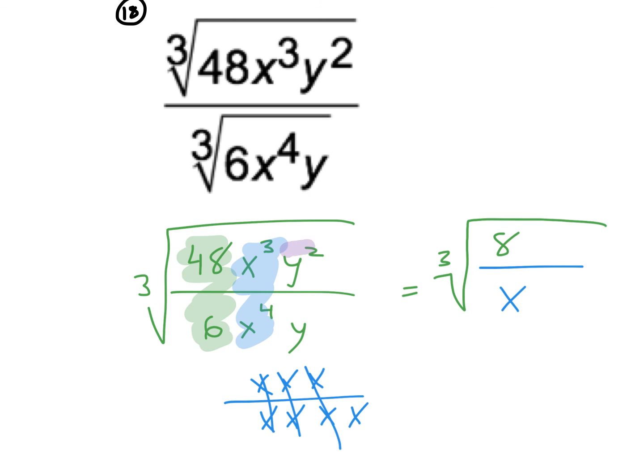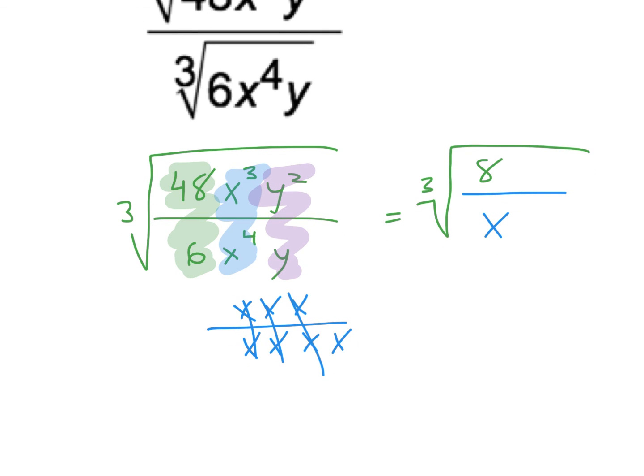And then let's look at our y's. I have 2 y's on top and 1 y on the bottom. These are going to cancel, so how many y's am I left with? 1 on the top.